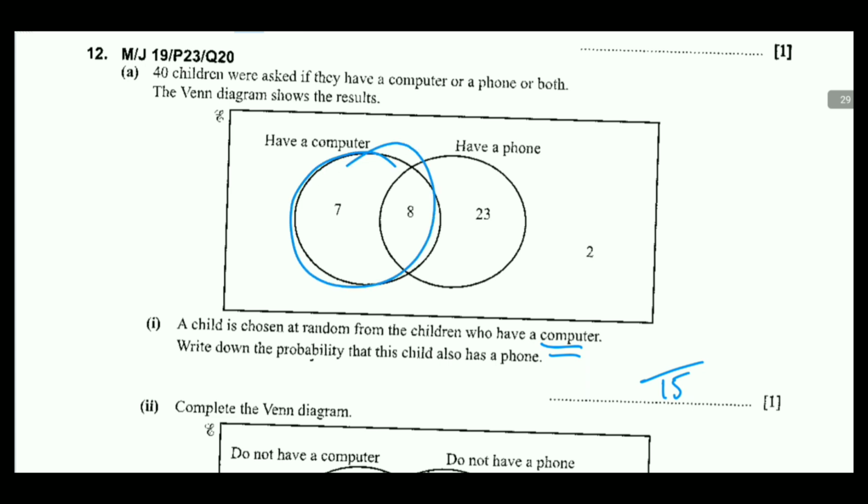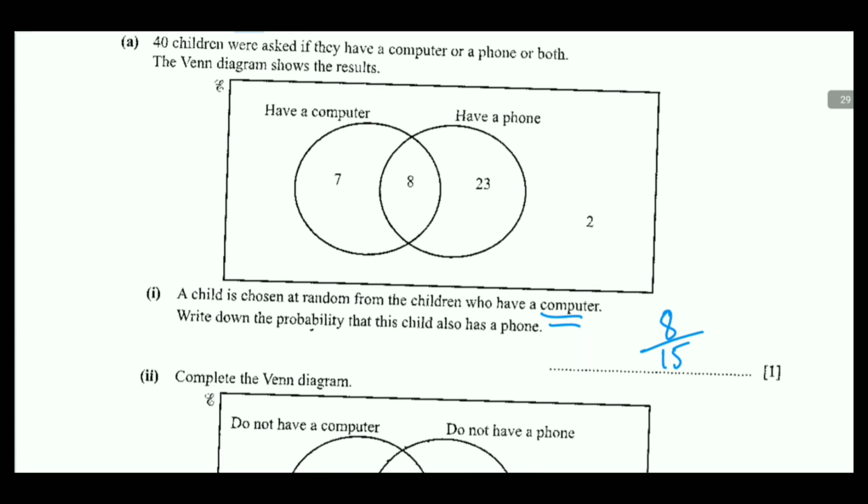Figure, shade the region that has a computer. Now what will we do? What do we have to write in the numerator? Read the second line: write down the probability that this child also has a phone. Also has a phone means this is the part who have a computer and also have a phone. It means 8 by 15.